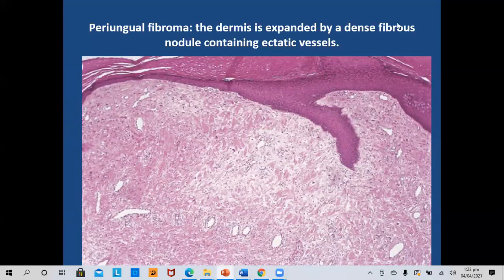Histologically, the periungual fibroma: the dermis is expanded by dense fibrous nodules containing ectatic vessels. So this is basically a collagenoma.